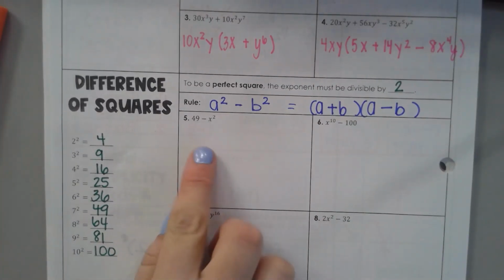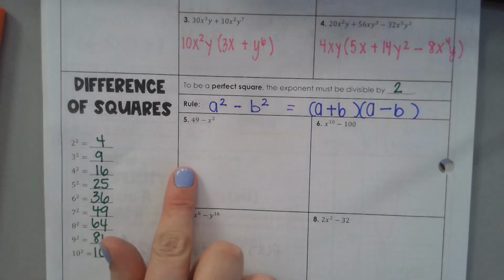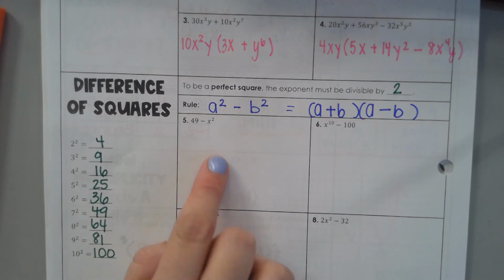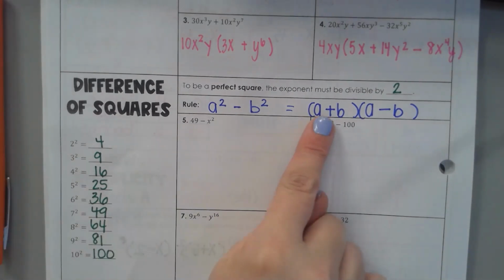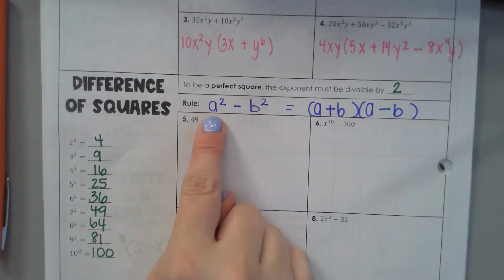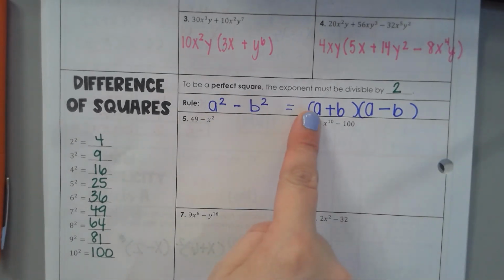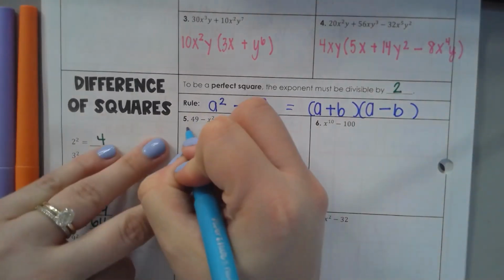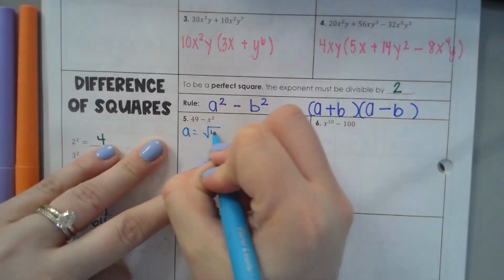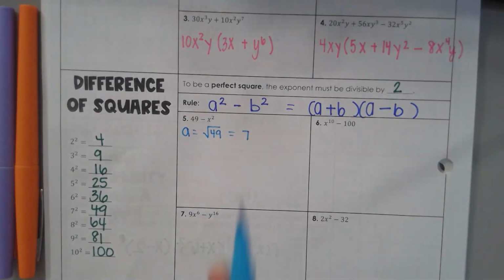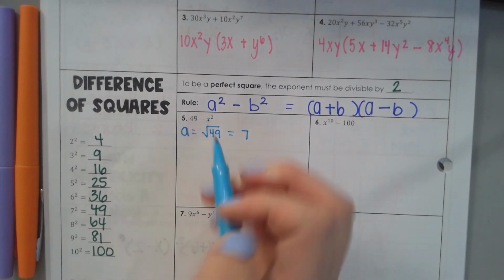So let's go to number 5. 49 minus x squared. So we have to get our a and b by taking the square root. To go from a squared to a, you take the square root. So what is the square root of 49? 7. So my a is 7. Your a always comes from the first one.